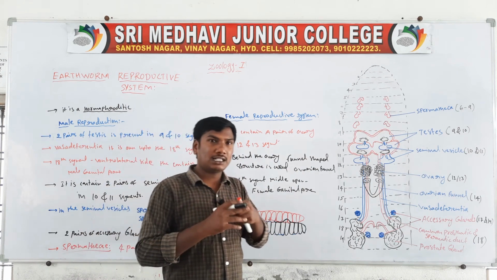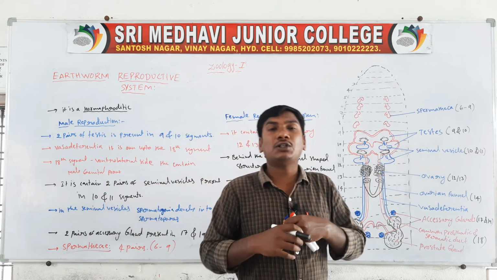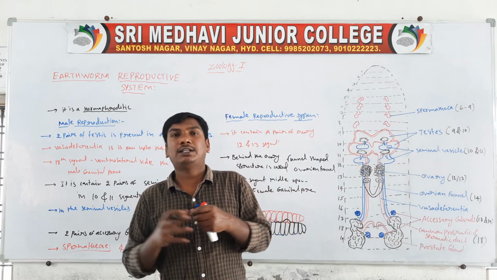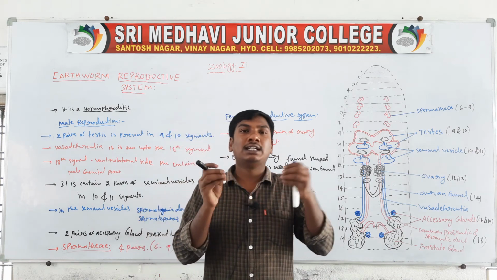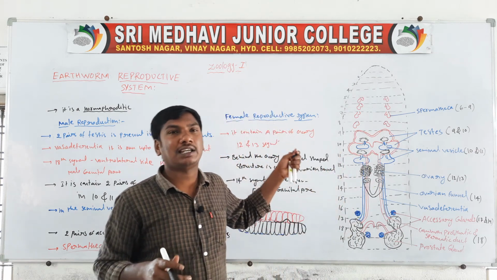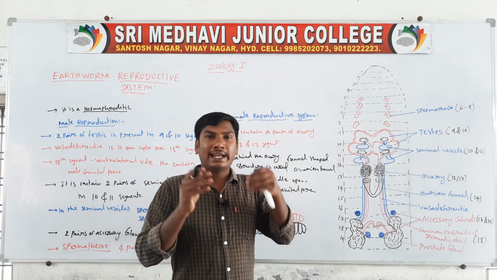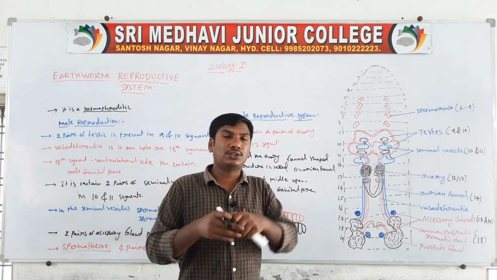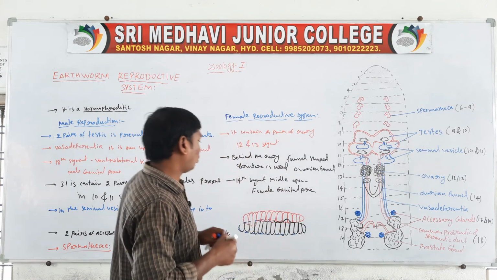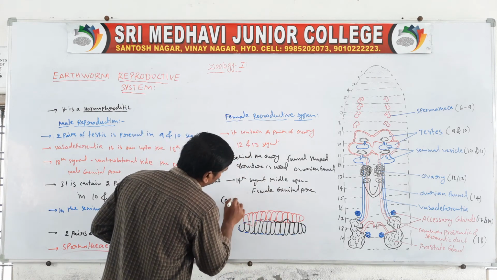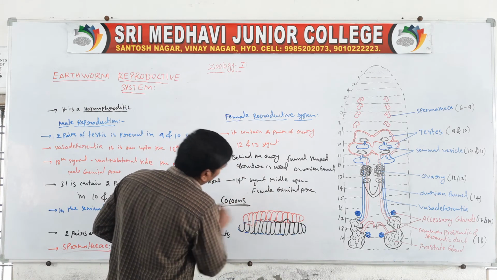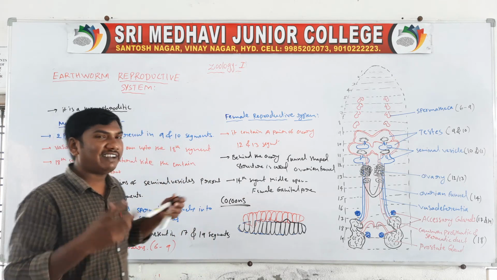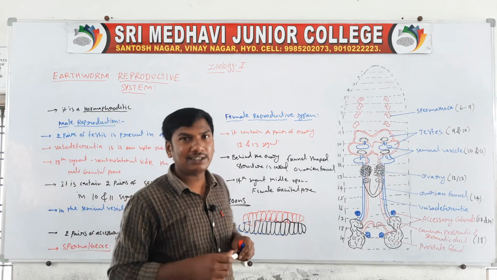At this copulation time, they exchange spermatophores. The exchanged spermatophores are stored in the spermathecae. Then the spermatophores, egg cells and nutrition lead to the formation of cocoons. In the cocoons, fertilization of the sperm cells and egg cells takes place.